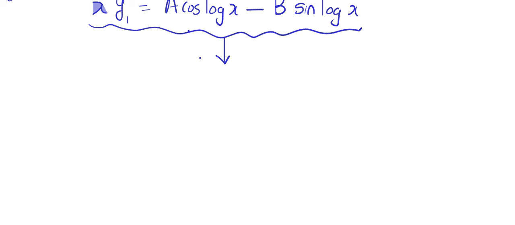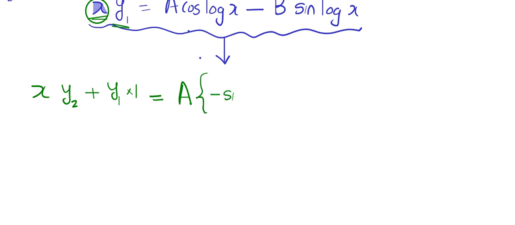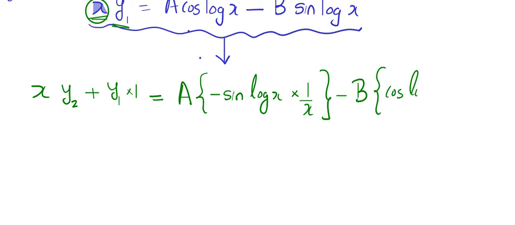Okay, here we go. So we have to apply product rule here. So x into y2 plus y1 into 1 is equal to same type of differentiation. A into, you already saw what happens to cos log x, times 1 by x, minus b into cos log x into 1 by x.